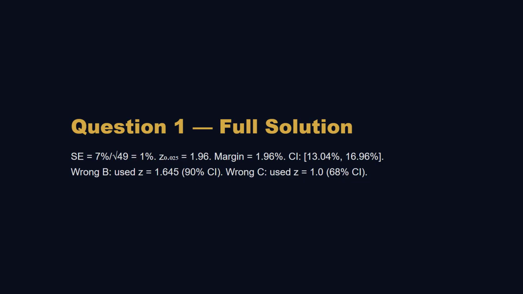If you chose B, 13.4 to 16.6, you used Z equals 1.645. That is the 90% reliability factor, not 95%. This is a common mistake. 1.645 is for 90% confidence. 1.96 is for 95%. 2.575 is for 99%. If you chose C, 14 to 16, you used Z equals 1, which gives a 68% confidence interval, not 95%.